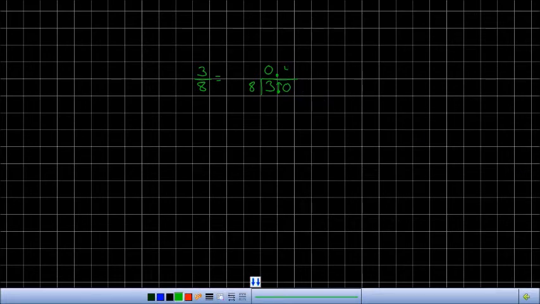Alright, so it's not 4 times because 4 times 8 is 32. It's 8 times 3. 8 times 3 is 24. And when you subtract, you need to regroup. This 3 becomes a 2, and that 0 becomes a 10. So now we have 10 minus 4, that's 6, and 2 minus 2 is nothing.